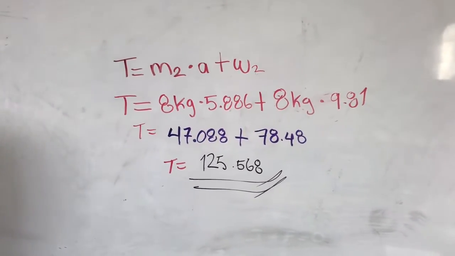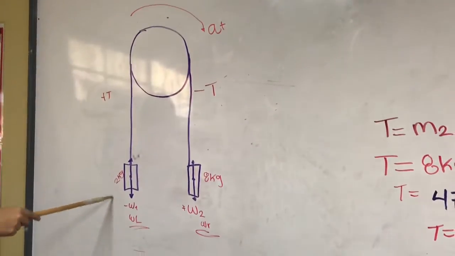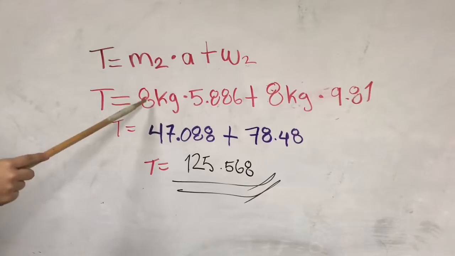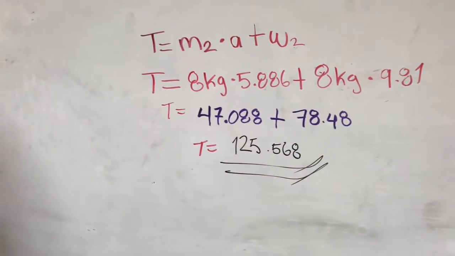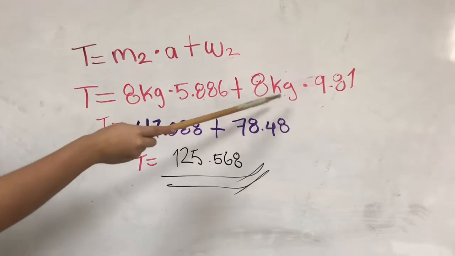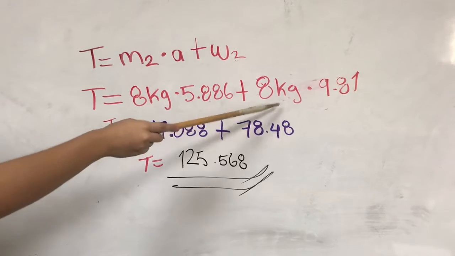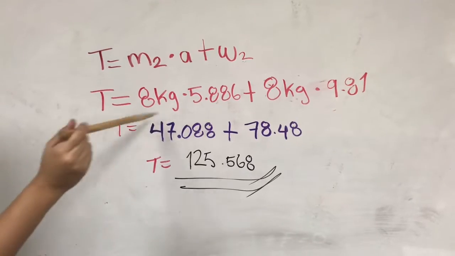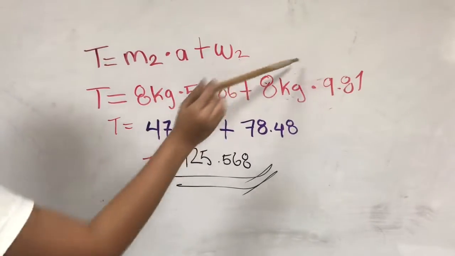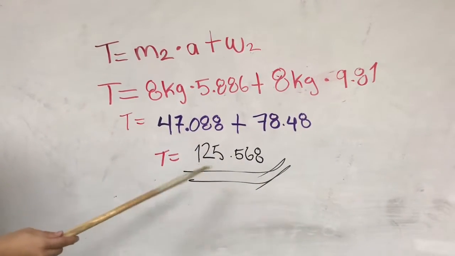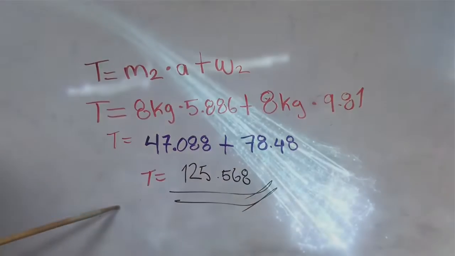Now we're going to find tension, and we can choose one of these two. It can be weight 1 or weight 2. I choose weight 2, and I replace, it will be the same answer if we write weight 1 or weight 2. So I replace it here with mass 2 and gravity. And we multiply this, and this is the answer, plus the answer of this, and we add, and it gives us 125.568. And this is our tension.